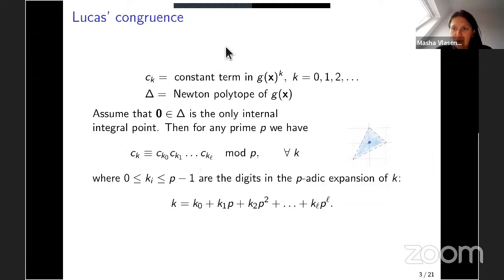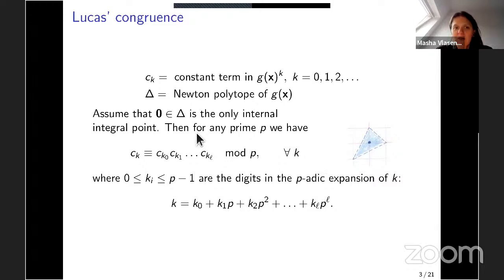So here is a property of such sequences of constant terms. The notation is as in the previous slides, but we require that the interior of the Newton polytope has only one integral point, and this point is the origin. In the previous example, we had this Newton polytope, and this is the case when it has only one interior integral point, which is the origin. So the above sequences will have this property.